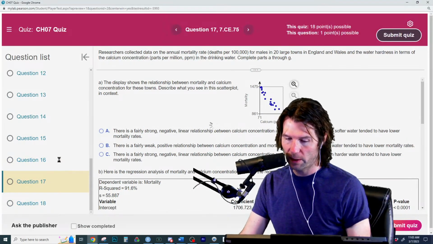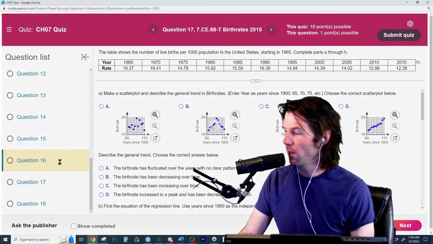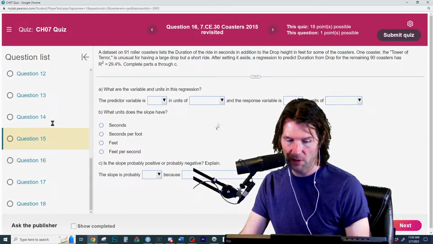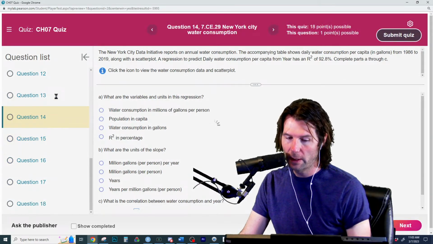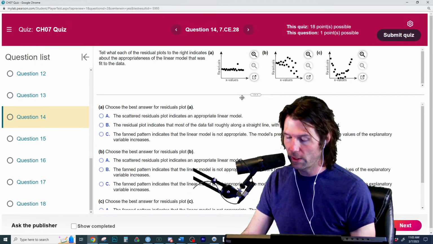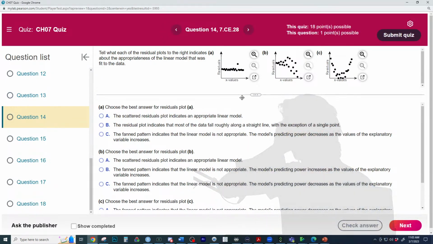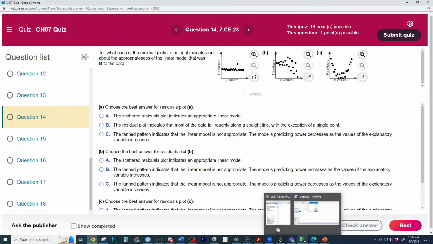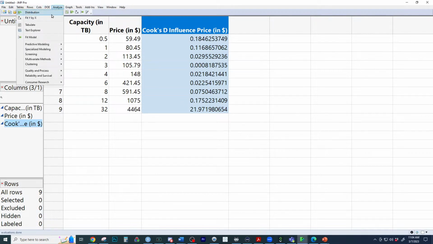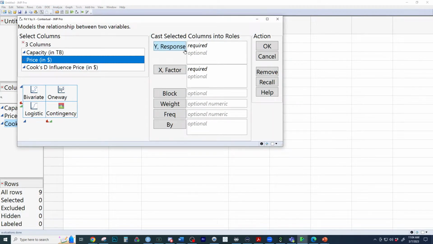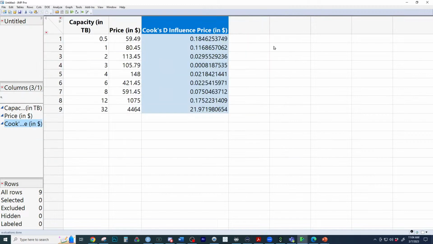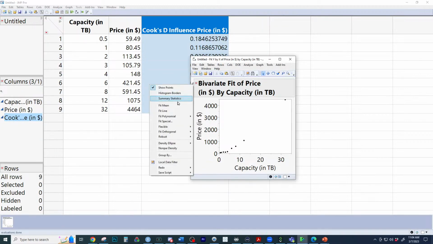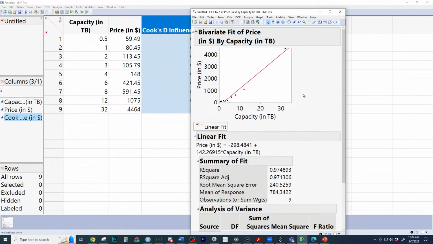When we get to the residual plot question, a residual plot shows us all the residuals at one time. So it shows us every single residual. And you can tell the difference: a regression plot is going to be the points with the line, but a residual plot is going to be something else. So we could take right here and go analyze, fit y by x. We'd predict the price by the capacity. And this is the regression plot, the scatter plot with the line fitted through it.